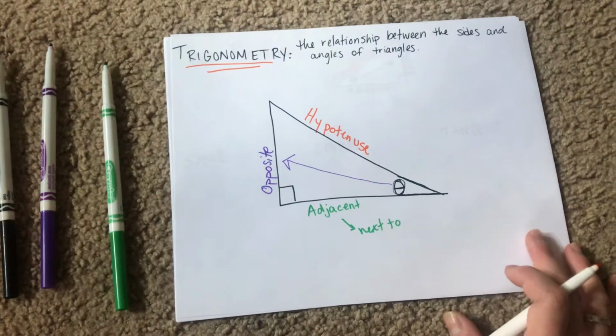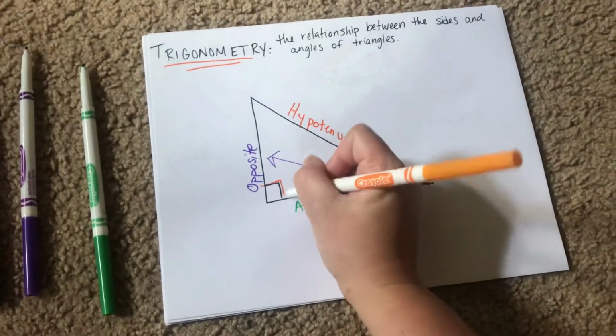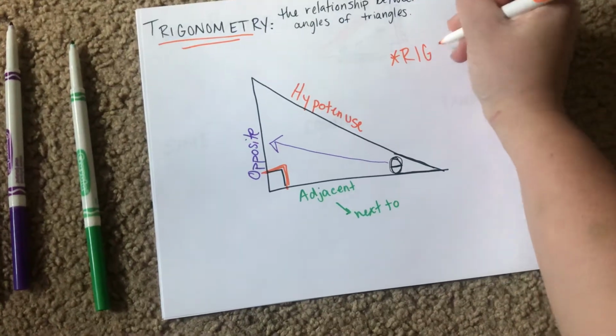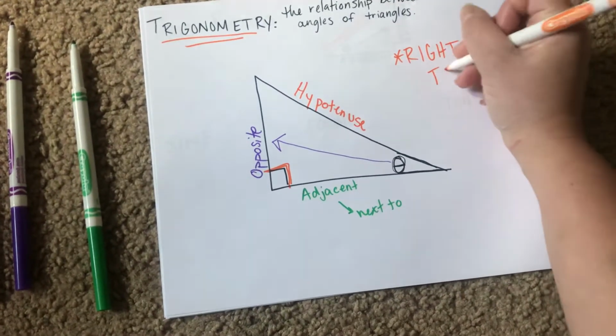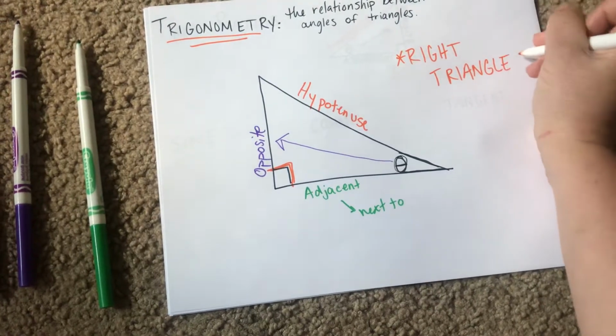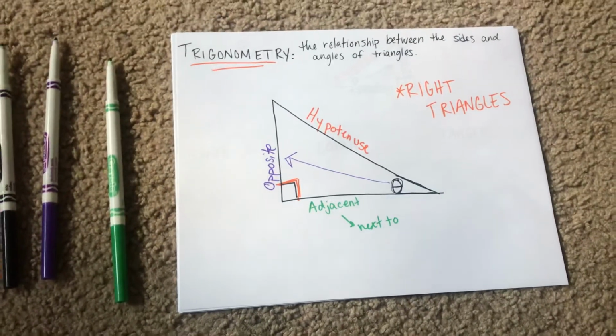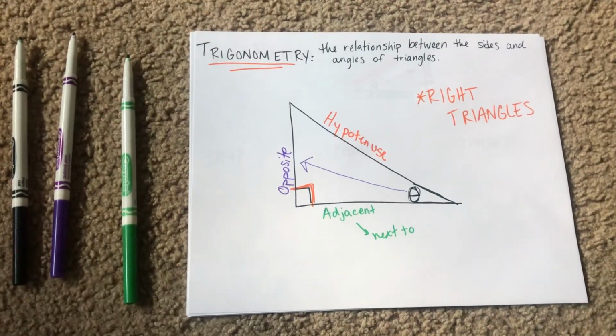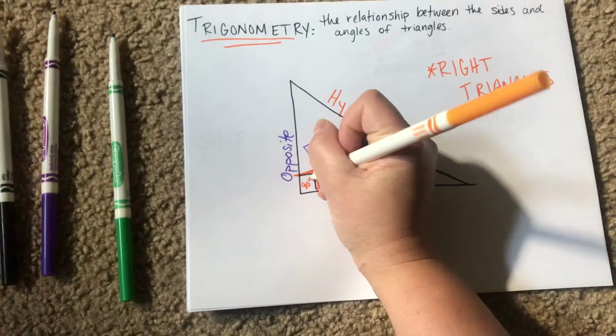All right, so with that, we should also talk about how this is a right triangle. Every single triangle that we will be talking about in our trig section will be right triangles. You can do trigonometry without right triangles, but we won't hit that in geometry. You'll hit that in algebra 2.